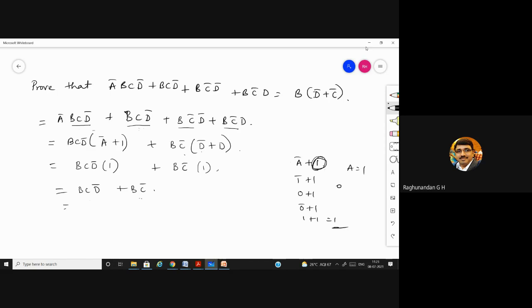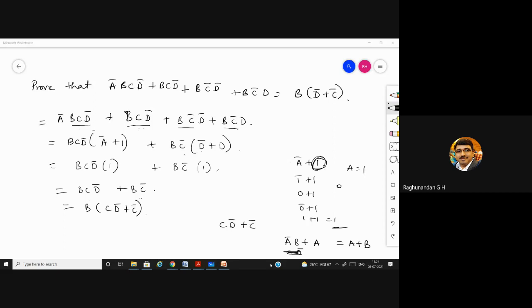B can be common. B into CD bar plus C bar. See, we have an equation: A bar B plus A is equal to A plus B. In the same way, even this equation is also there: CD bar plus C bar, but it is in this form. CD bar plus C bar.